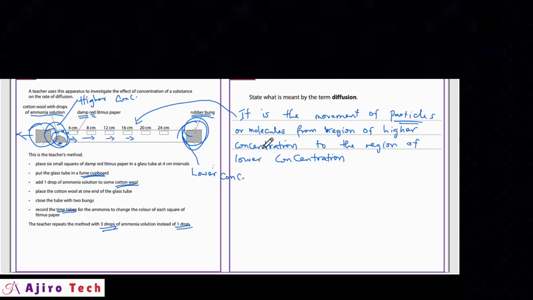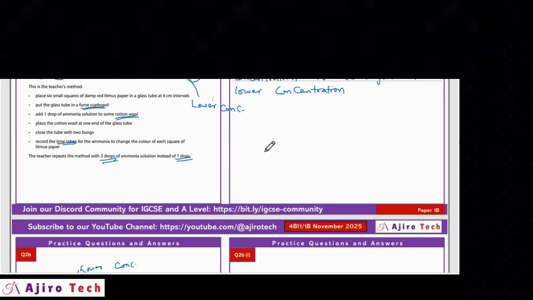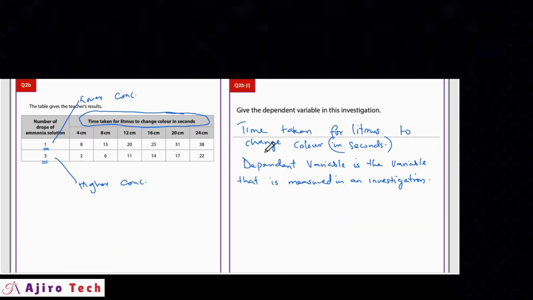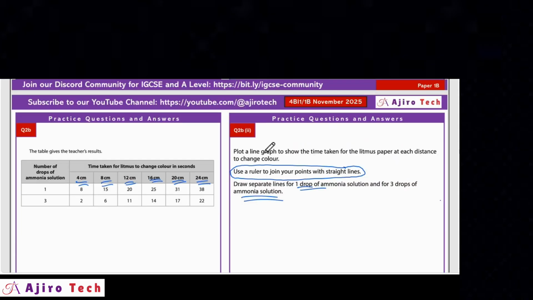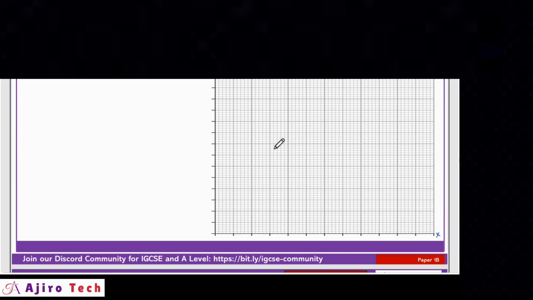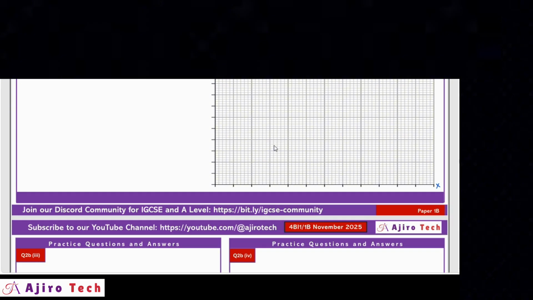Place the cutting rule at one end. Place 6 small squares of downward length in the last 2 at 4 centimeter interval, as the distance between litmus paper. Let's put it that way. Distance between litmus paper. So this is distance.